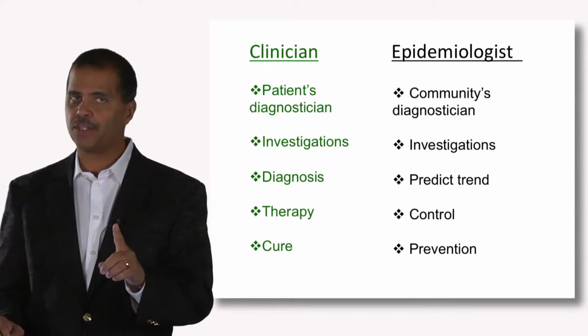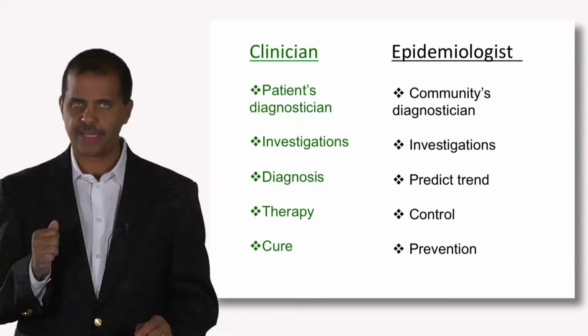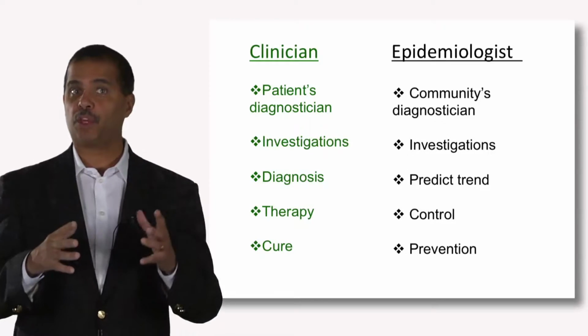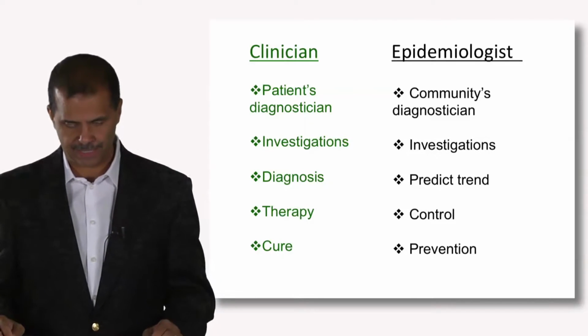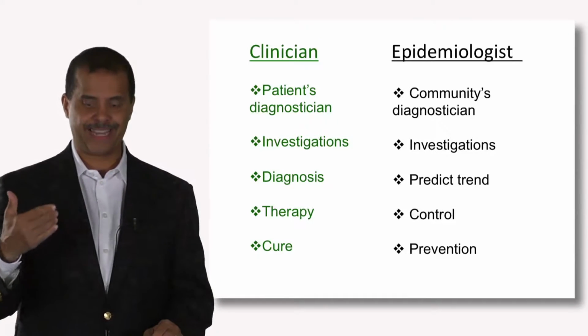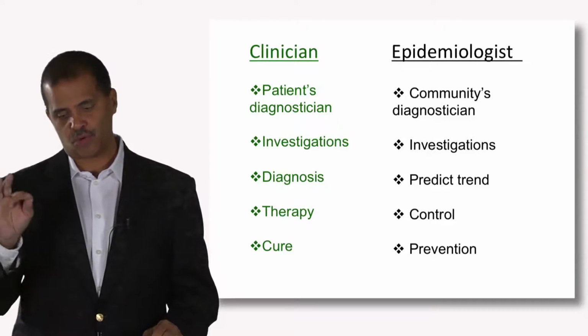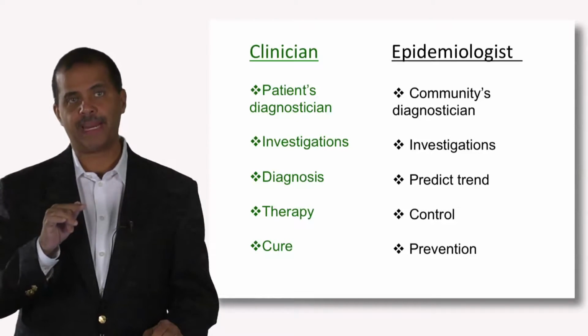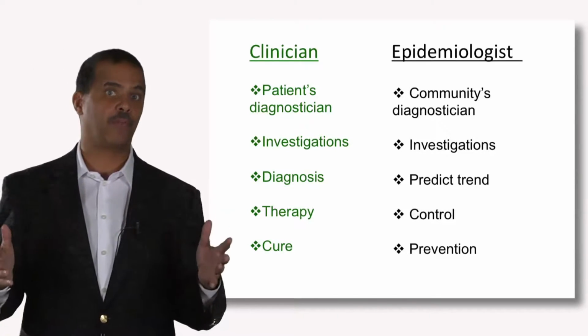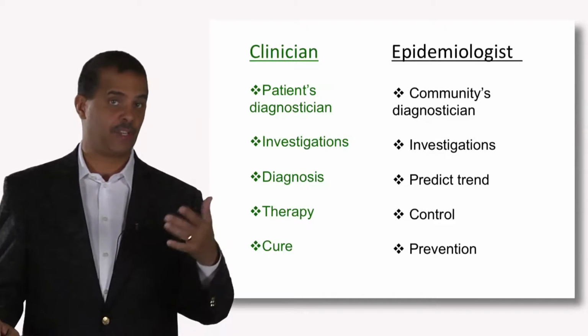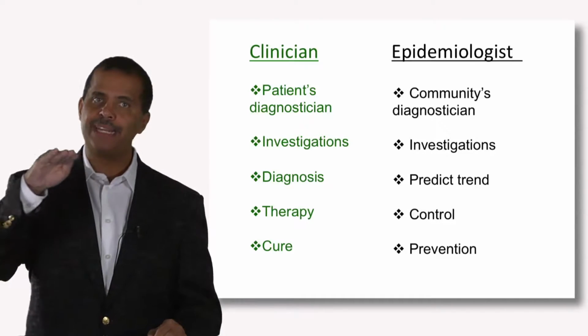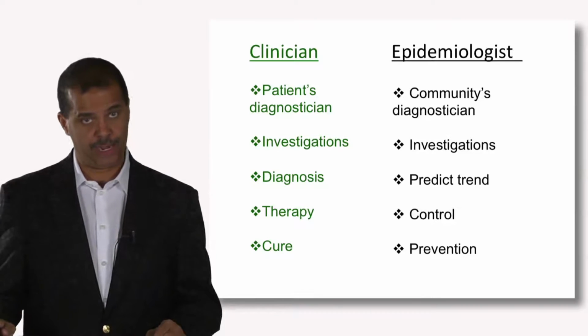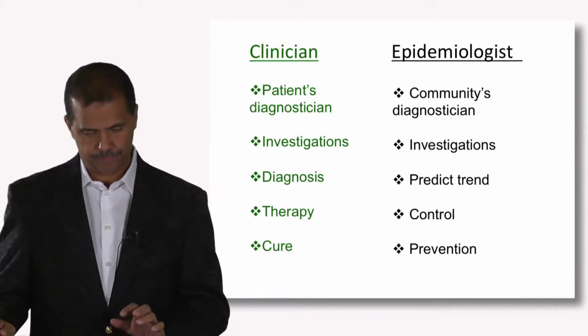For an epidemiologist, it's a very similar thinking process, but they're the diagnostician for the community. Remember, it's population-based. They do investigations, they collect data, they predict trends, but fundamentally, say for example, there's an outbreak of some gastrointestinal bug. So not only do they want to predict the trend, but control the trend by prevention.